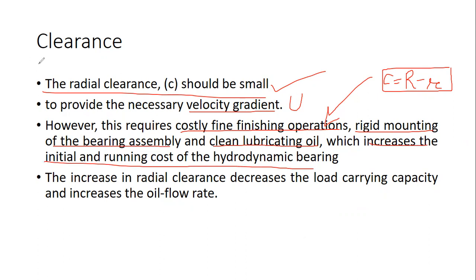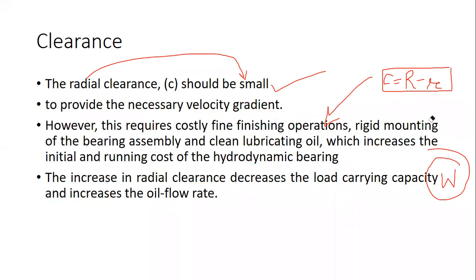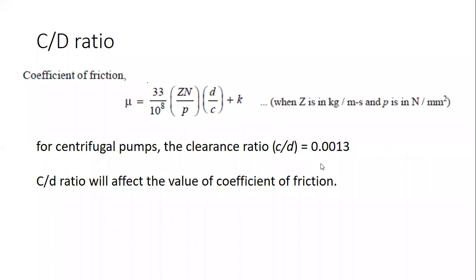And we talked about what if the radial clearance is small. But an increase in radial clearance will decrease the load carrying capacity and it will increase the flow rate. So guys, how these parameters affect the journal bearing, that is what we are discussing.